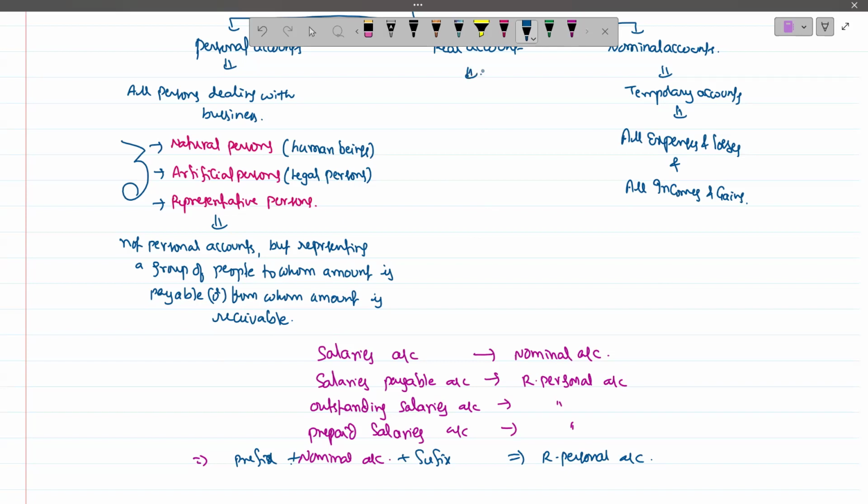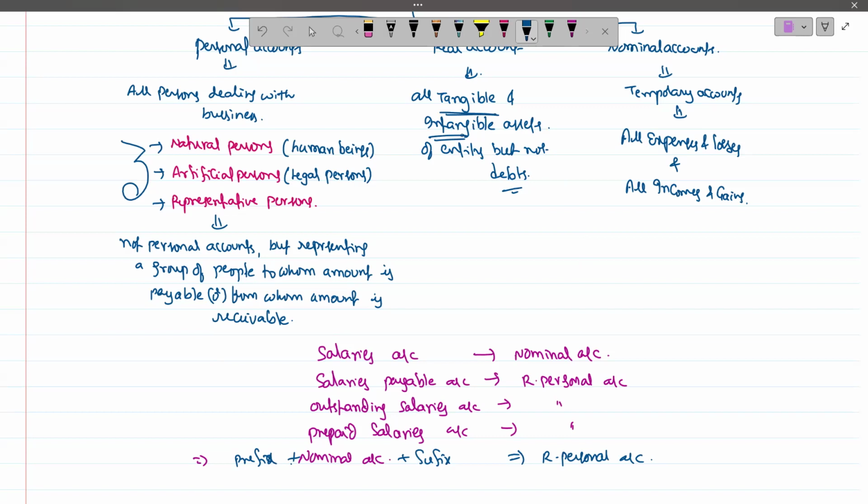And coming to the other one, real account. Real account consists of all tangible and intangible assets of the entity, but not the debts. All tangible and intangible assets of the entity are covered under what? Real account. Tangible assets are those assets which can be seen and touched. Intangible assets are those assets which cannot be seen and cannot be touched.